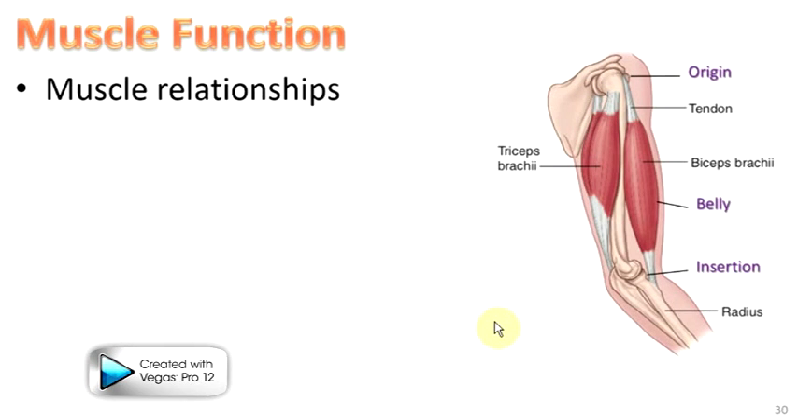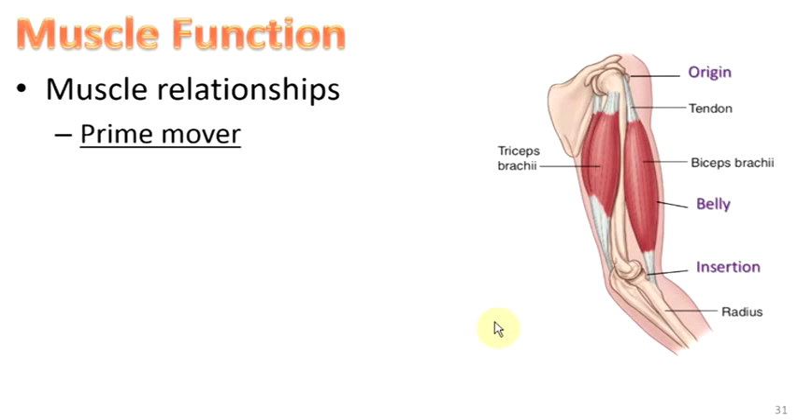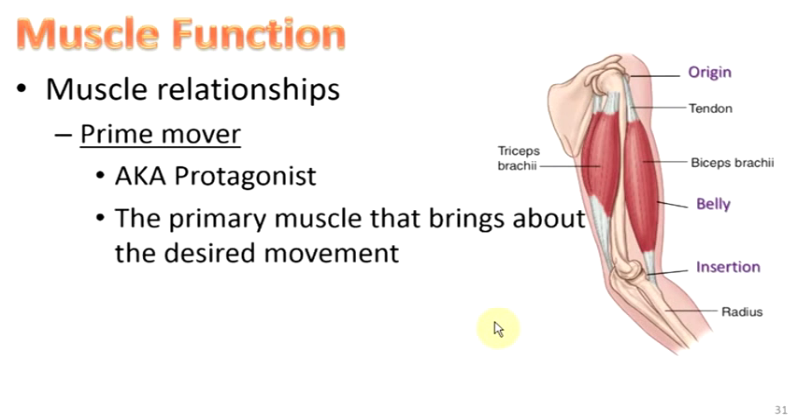Okay, so we have these relationships that we have to define to understand how these muscles interact with each other. Okay, so the action, as I said already, is the function, and that is just the movement that the muscle causes when it contracts. Okay, so we have these things called prime movers, also known as the protagonist, and this is the primary muscle that brings about the desired movement. So using elbow flexion, or bending the elbow, as our example here, that means that the biceps brachii is the prime mover or the protagonist.